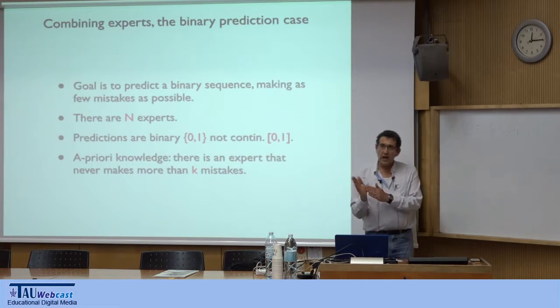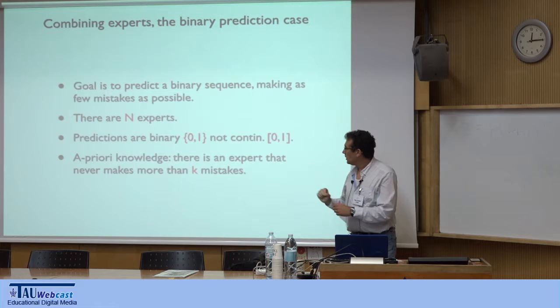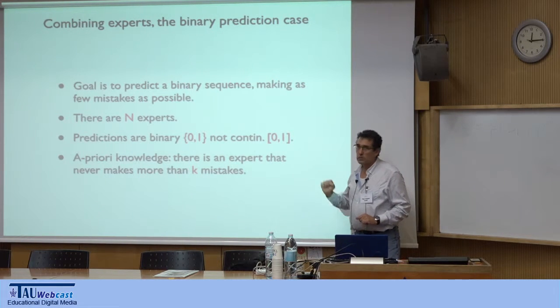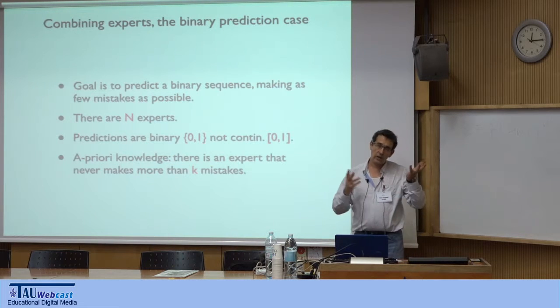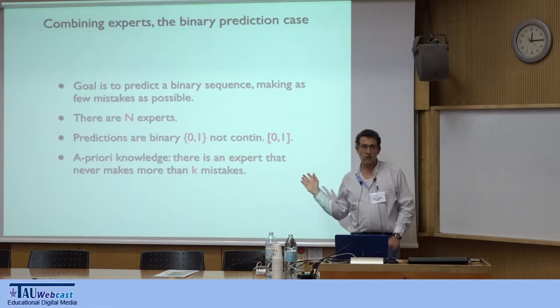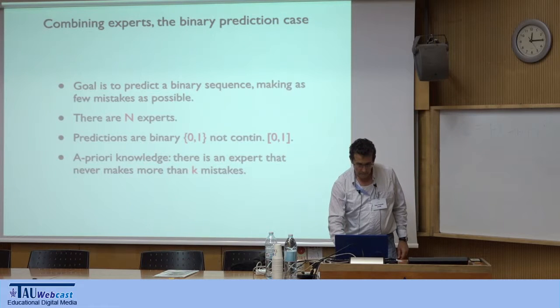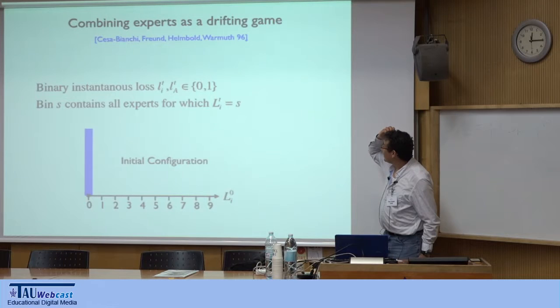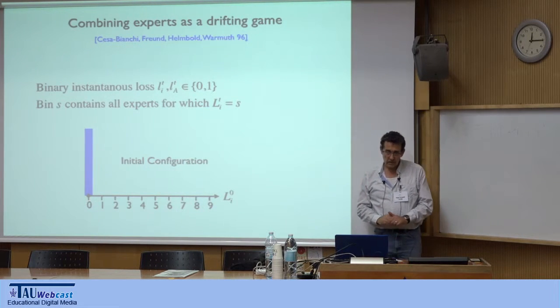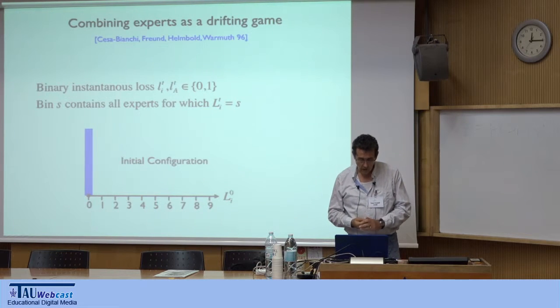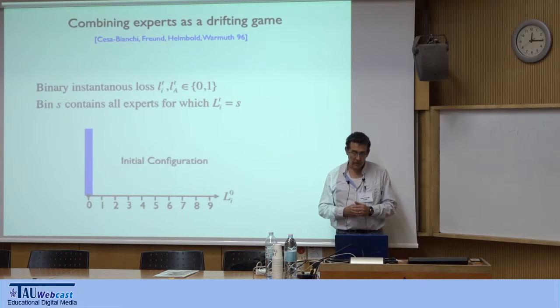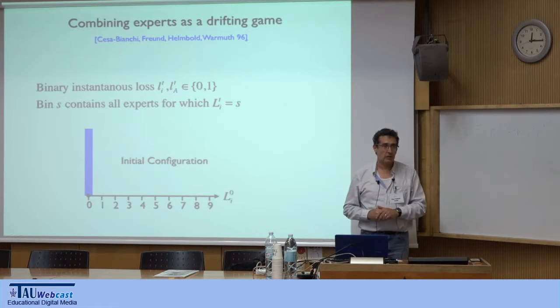But there is this other piece of information that I'm giving you, which is that I know that there is an expert that never makes more than k mistakes. How do I know that? Not clear, but let's go with that assumption. In this paper from 1996, we showed a way of analyzing this problem as a type of drifting game. And instead of explaining what a drifting game is, I'll just show you the example.